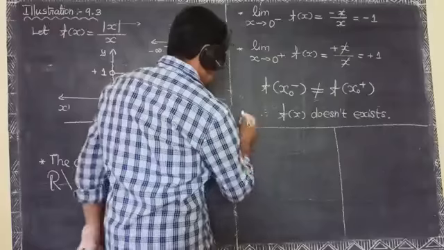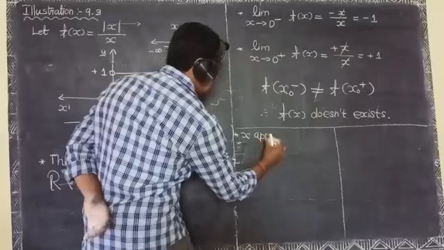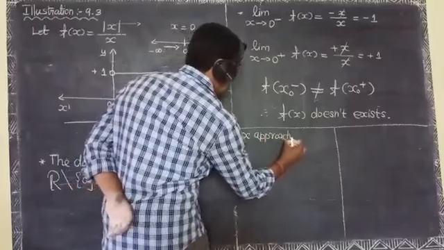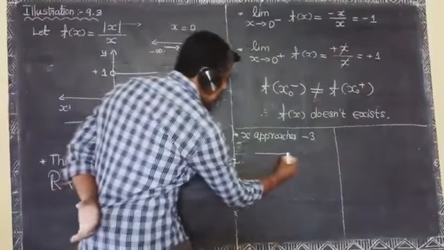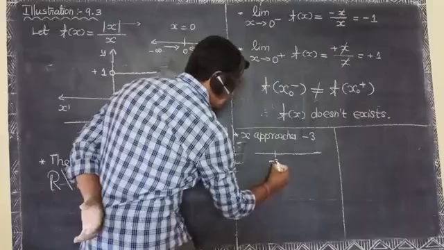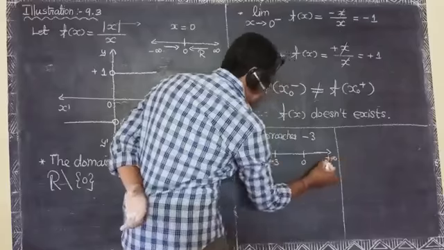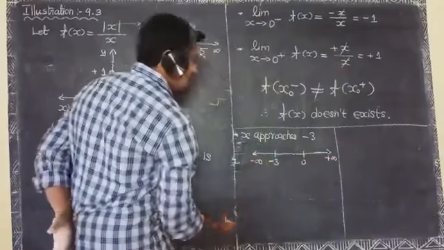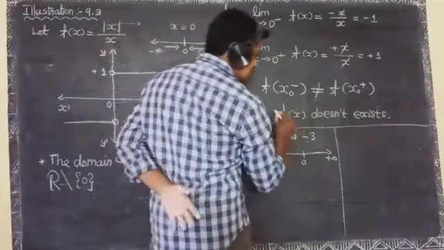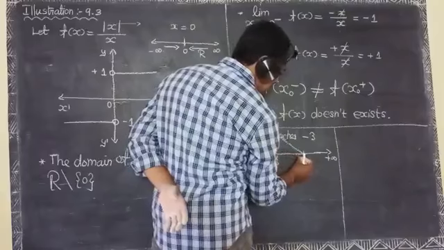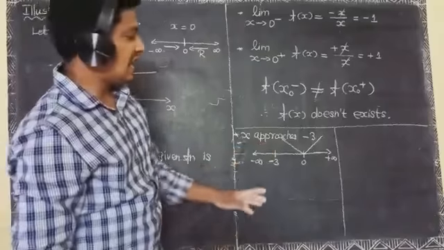Suppose x approaches minus 3. On the number line, here is minus 3, 0, plus infinity, and here minus infinity. The absolute value function, that is the modulus of x, has a graph of this type.